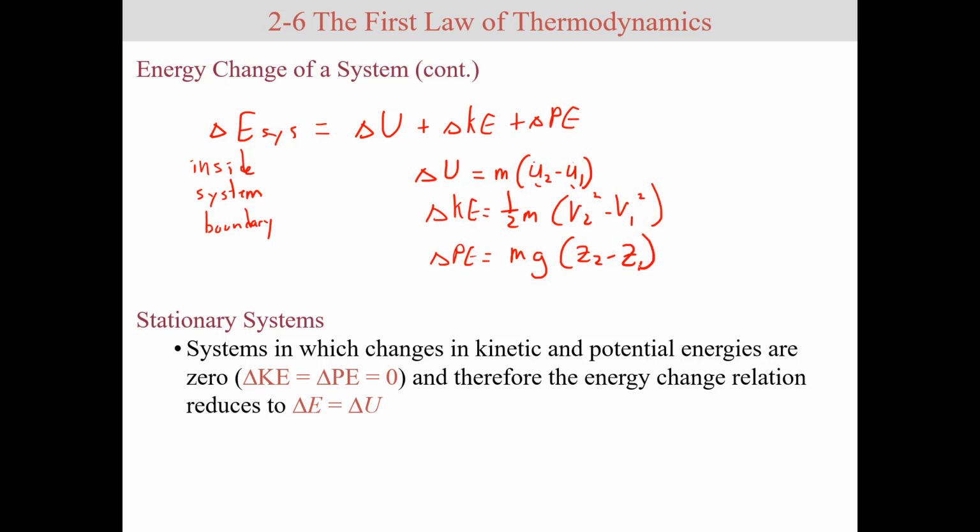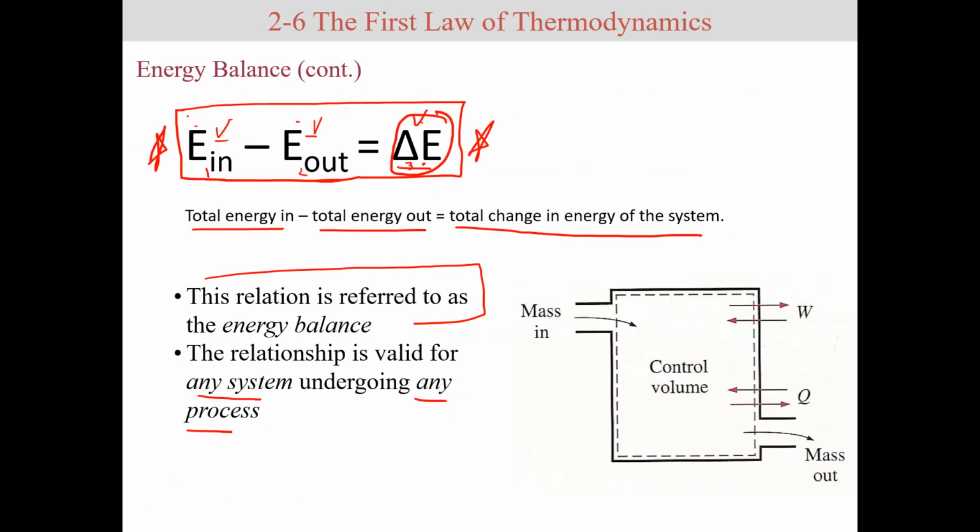Now, when I look at a stationary system, right, what's happening? Stationary system is just what it means. It means it is not moving. If it is not moving, that means there's no change in kinetic energy and there's no change in potential energy. So that means delta E is equal to only delta U. All right? Okay, now that's delta E. Now what I'm going to do is we're going to take E in and E out. We're going to take that out of the equation and quantify that one.